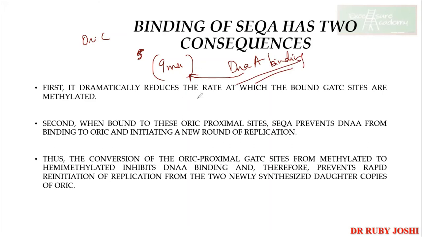Okay, so now at this hemimethylated region, when SeqA protein binds, it is blocking and preventing the rebinding of the DnaA binding protein. So it is preventing a new round of replication. If SeqA protein is not there, then DnaA binding protein will go again, bind to these sequences and reinitiate the replication. But we have the SeqA proteins to prevent the second round of replication. So this is going to prevent rapid replication while the first one is going on. Is this much clear to everyone?